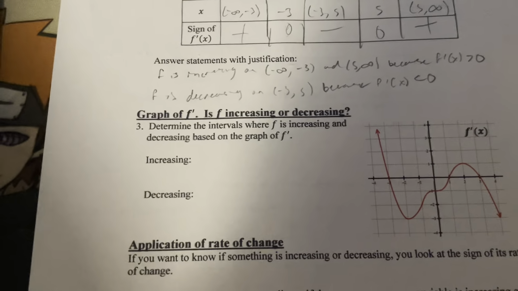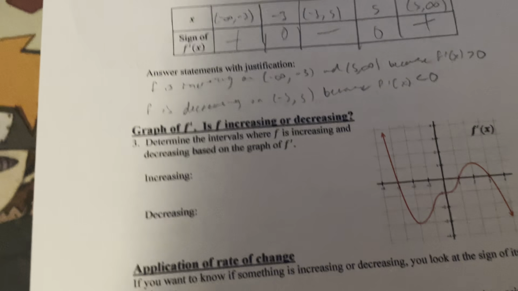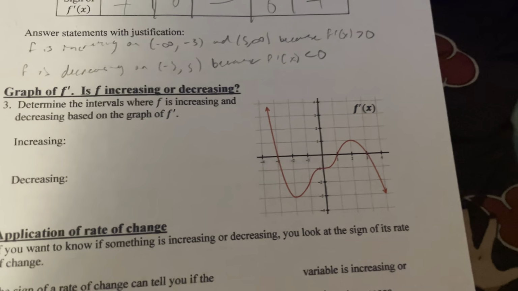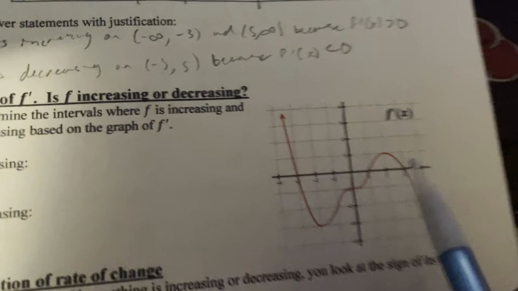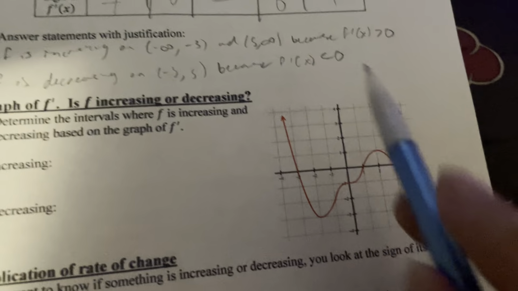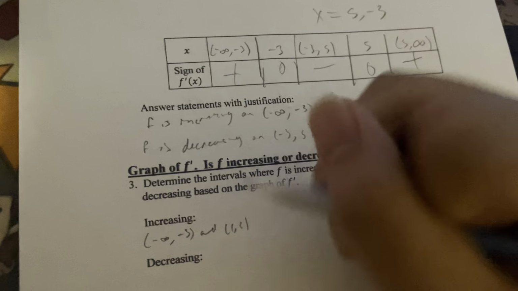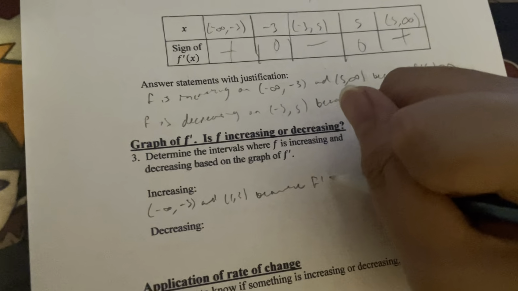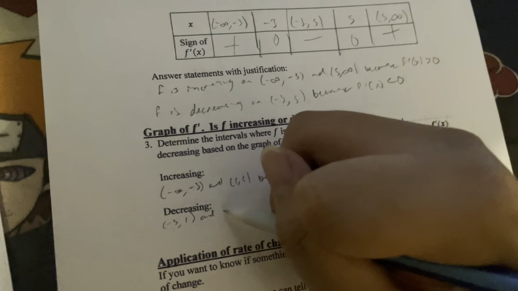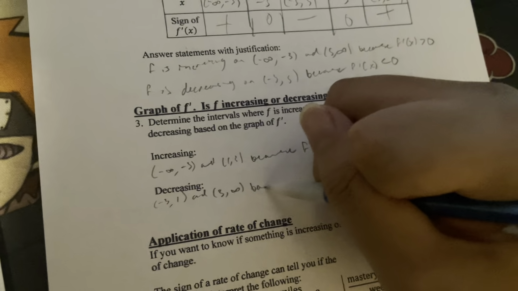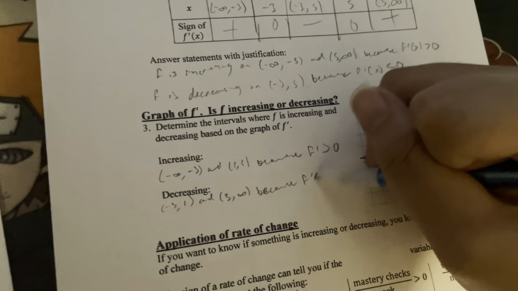Graph of f prime, is f increasing or decreasing? Determine the intervals where f is increasing and decreasing based on the graph of f prime. So we know that if it's positive, then it's increasing. If it's negative, then it's decreasing. So everything above the x-axis right here, so this line and this line, is increasing. Everything below is decreasing. So we just write negative infinity to negative 3 and 1 to 3 because f prime is greater than 0. And down here we put negative 3 to 1 and 3 to infinity because f prime is less than 0.